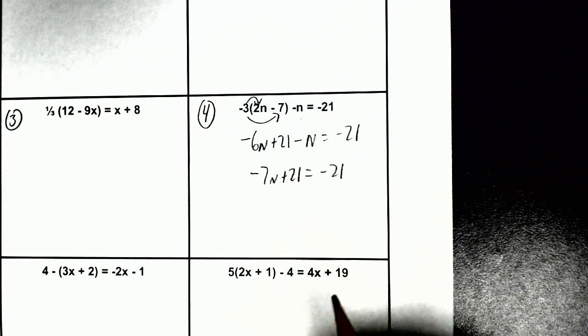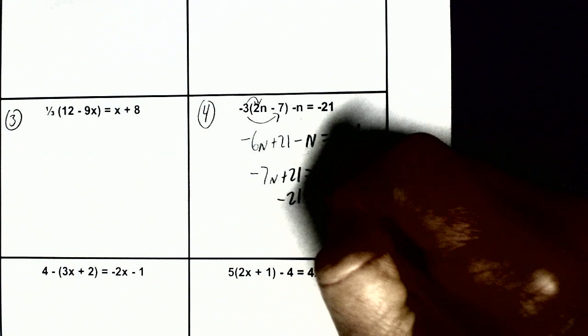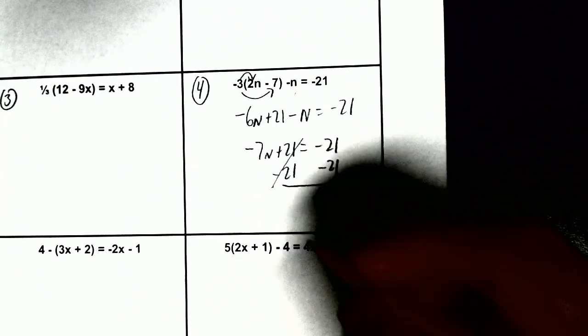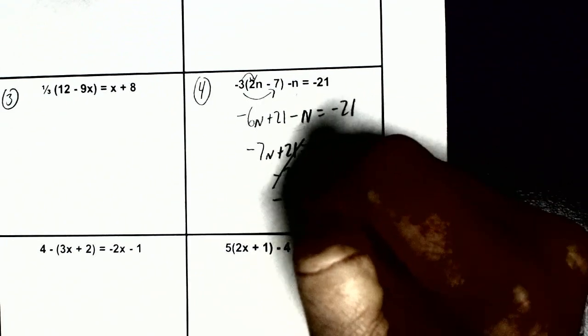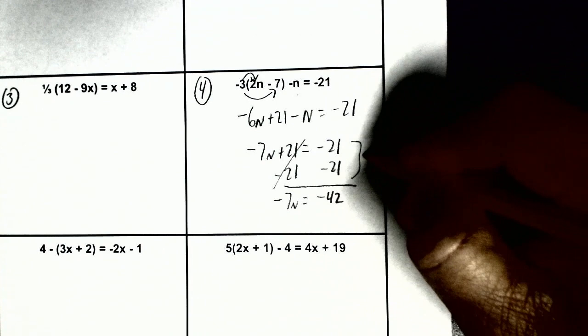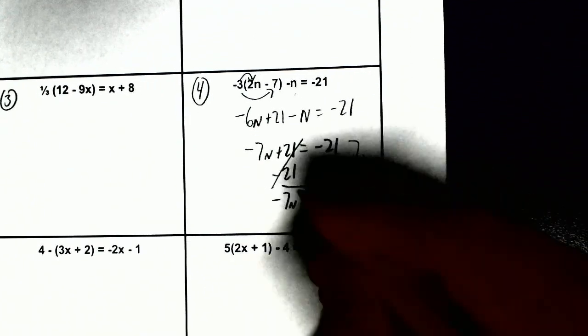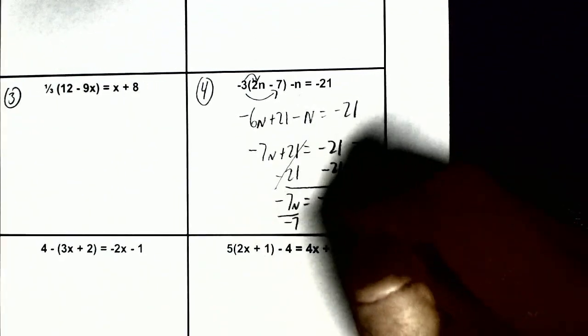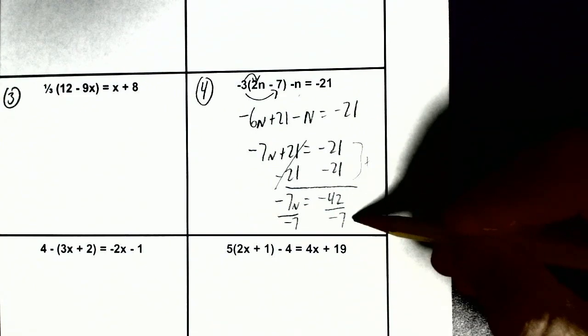Still have to get n by itself. Goes away. Negative 7n equals negative 42. How did I get that? I added those together. So that's going to give me a divide by negative 7 on both sides. Negative and a negative gives me a positive. It's an n equals 6.